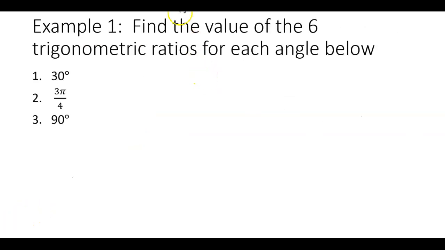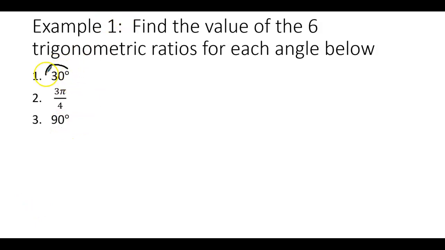All right. So let's go ahead and do some examples here, okay? Example 1 says, find the value of the 6 trig ratios for each angle below. We're going to find sine, cosine, tangent, cosecant, secant, and cotangent for 30. We're going to do the same thing for this one and for this one. And you'll notice that the middle one looks weird, but that's because I'm giving you the angle in radians, and that's because angles can be in radians or degrees. So you may find that I'm flip-flopping between those two things today a little bit. All right, well, let's go ahead and begin.